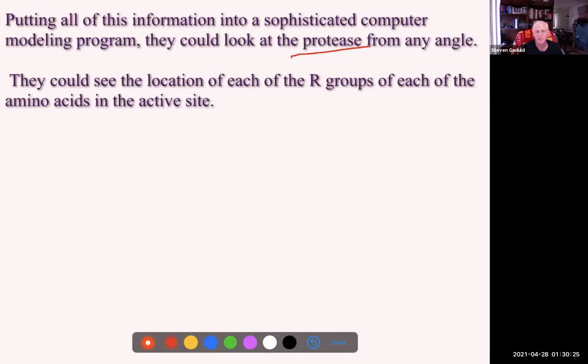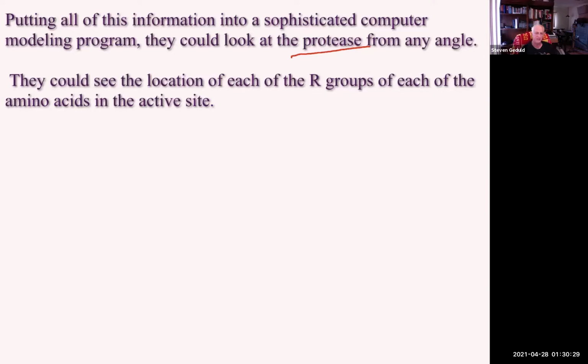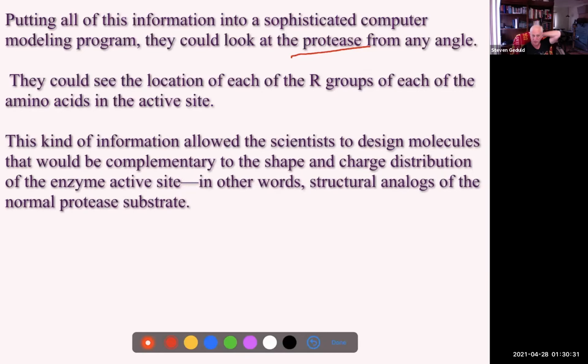They could see locations of the R groups of each amino acid in the active site. This kind of information allowed the scientists to design molecules that would be complementary to the shape and charge distribution of the enzyme's active site. So, a structural analog of the normal protease substrate.